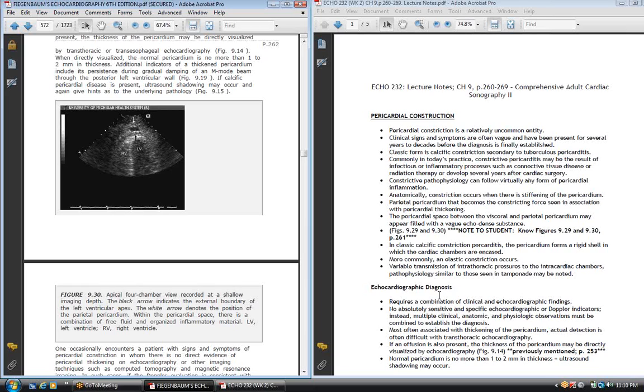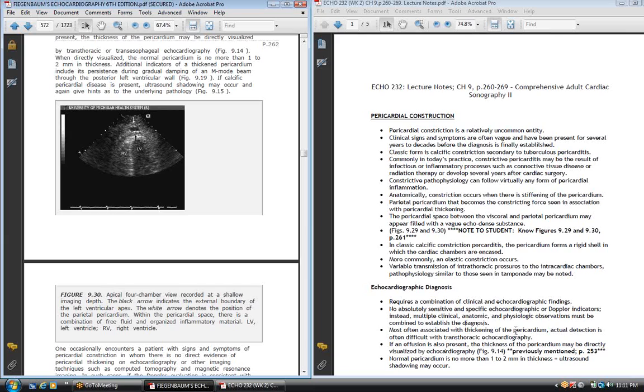So your echocardiographic diagnosis requires a combination of clinical and echocardiographic findings, with no absolute sensitive and specific echocardiographic or Doppler indicators. Instead, multiple clinical, anatomic, and physiologic observations must be combined to establish the diagnosis. So we cannot simply do an echo and say the patient has constrictive pericarditis.